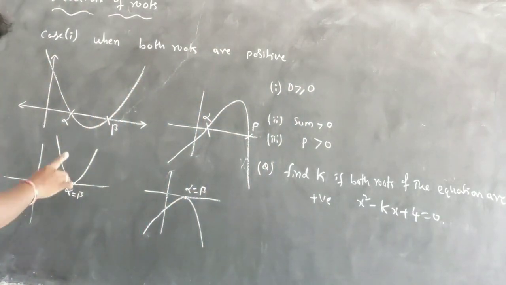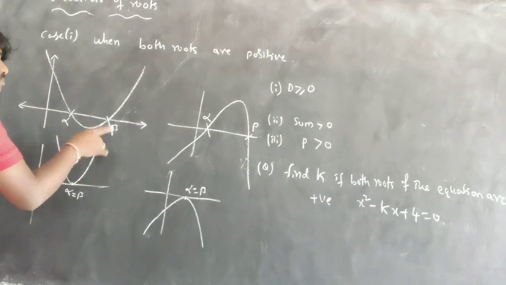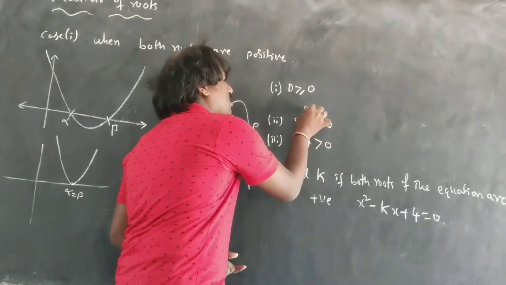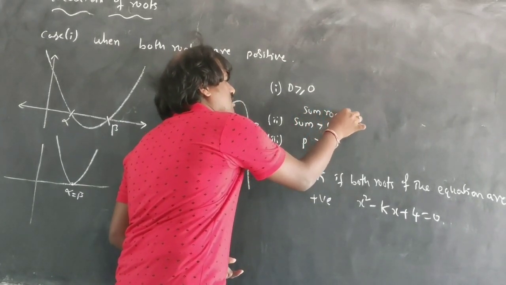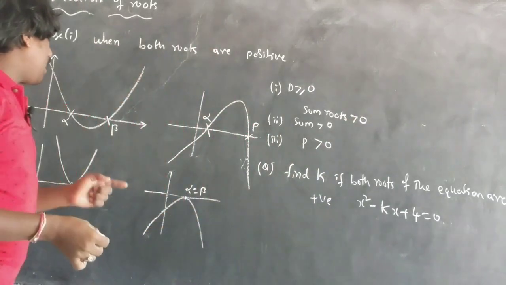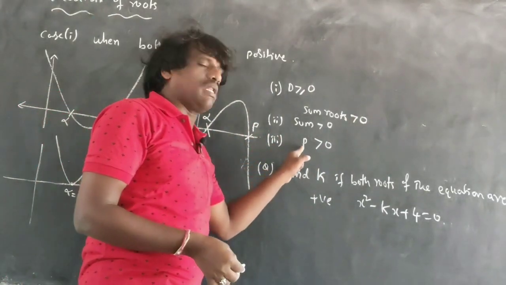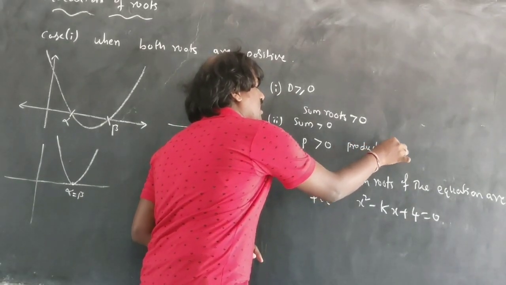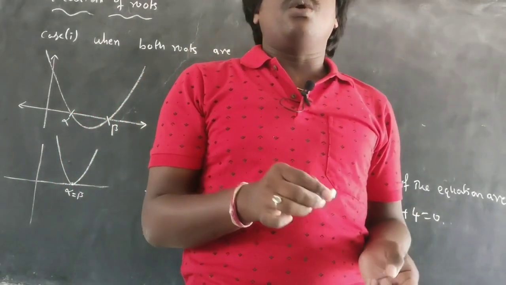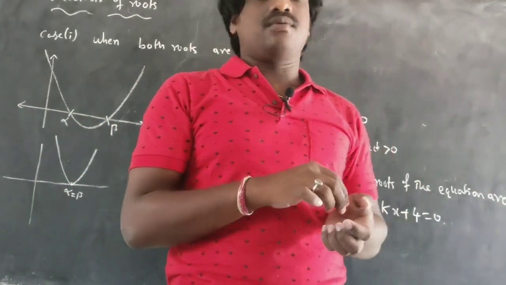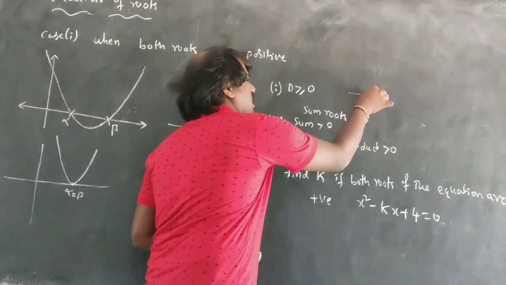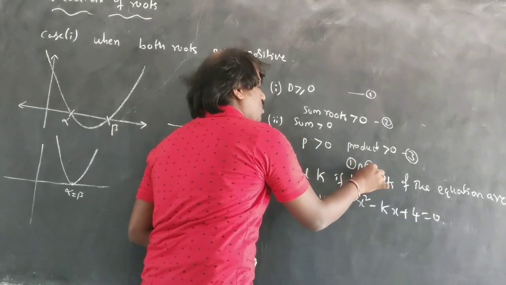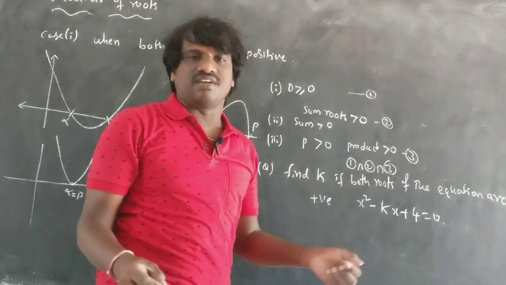Now condition number 2. Alpha and beta are both positive, then the sum of the roots is also positive. If both roots are positive, the sum of the roots will be positive. And the product of the roots will also be positive. These are the three conditions to be applied when both roots are positive. Next I have to take these three conditions and find their intersection. The intersection of 1, 2 and 3 will be the solution for the given question.